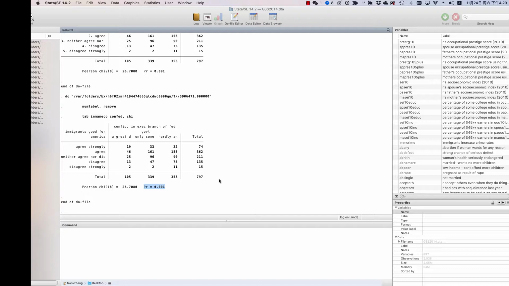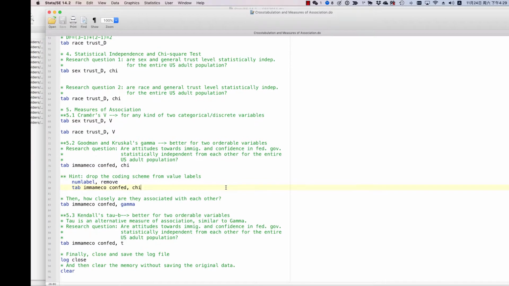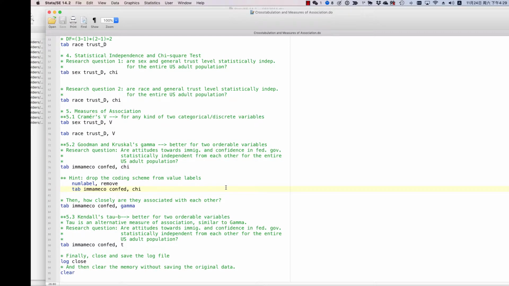That means that for the entire US adult population, attitudes towards immigrants and confidence in the federal government are highly likely to be not statistically independent. This conclusion could be wrong, but the probability of making a type 1 error is less than 5%. Now we know that these two variables tend to be related to each other in a certain way for the entire population. And then we can go ahead and calculate how closely they are related.